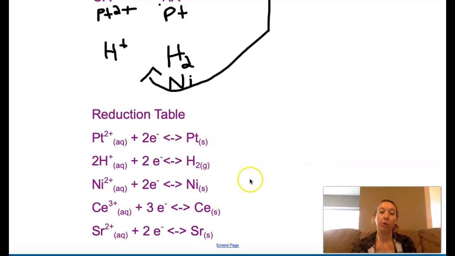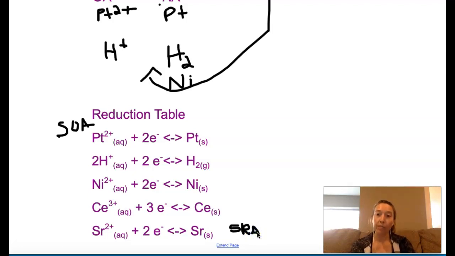So now we have created our own reduction table, and in creating this table, we've arranged it so that our SOA is up here, and our SRA is down here. So it's following the same setup that we have in our data booklet. The difference is, a bunch of these things are not in our data booklet, which is why we have to figure out where they would place with respect to each other. It works out to be a big puzzle where you have to puzzle through it all based off of what you have and what you don't have.